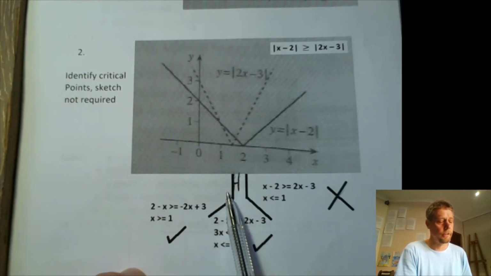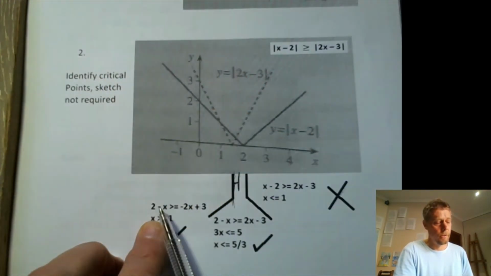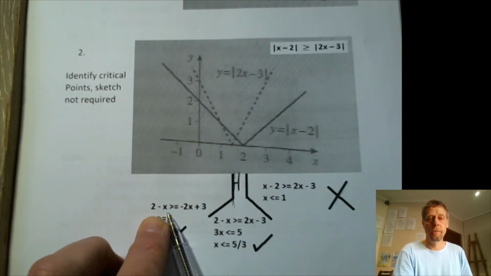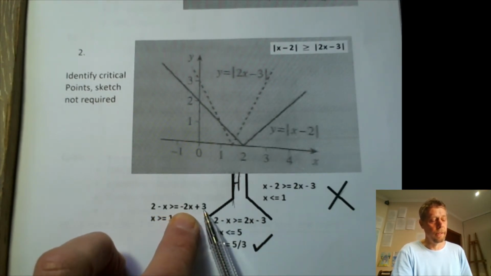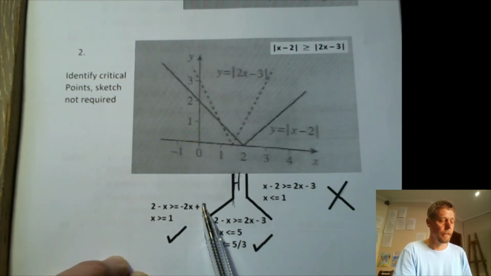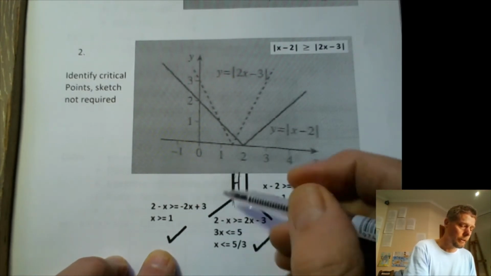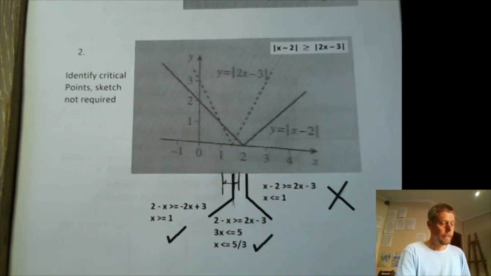Now let's look at the last zone. Here we have the mod of x minus 2 has already become 2 minus x, and now the 2x minus 3 becomes minus 2x plus 3. Because it's now also negative, both signs have changed. So now, rearranging the terms, we say that x is greater than or equal to 1. Okay, so 1 is within my zone. There's 1, and x must be bigger than that. So the final answer, x must be bigger than 1, but smaller than 5 over 3.